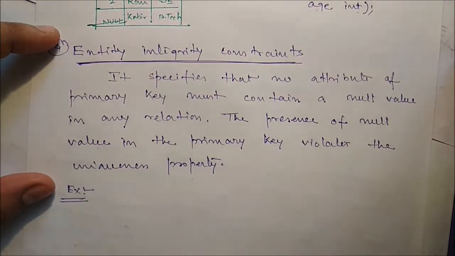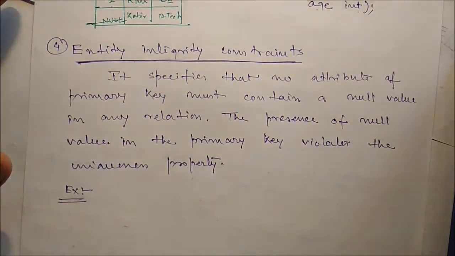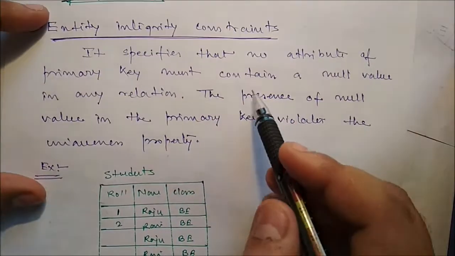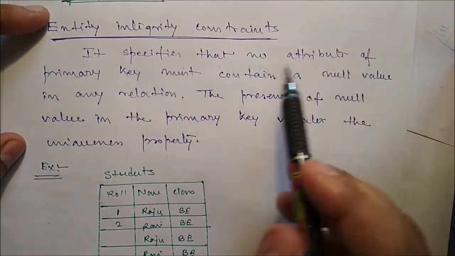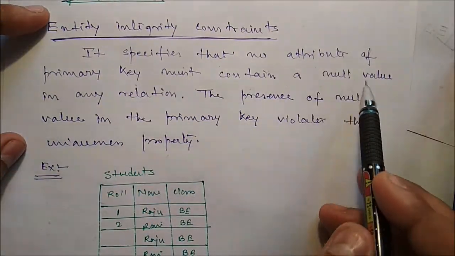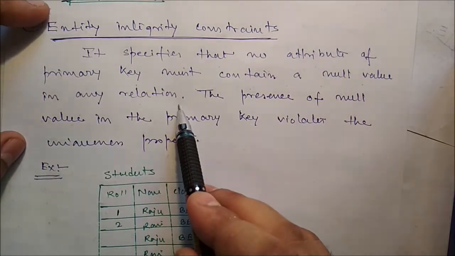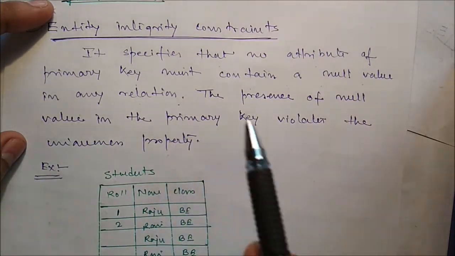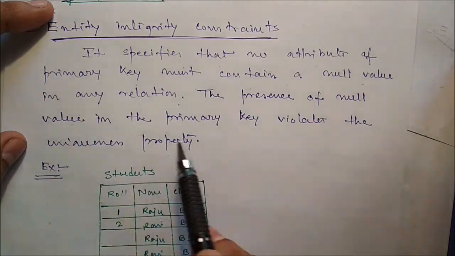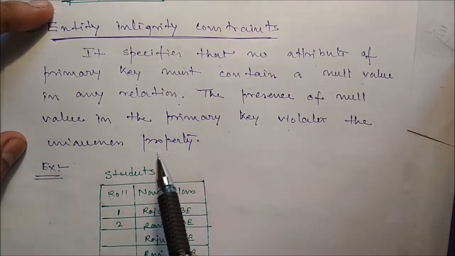Next is what? Entity integrity constraint. Now, entity integrity constraint specifies that no attribute of the primary key must contain a null value in any relation. Okay, the presence of a null value in the primary key violates the uniqueness property.